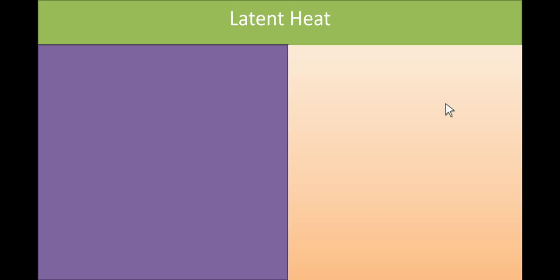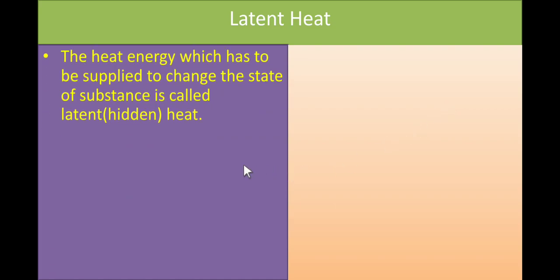Students, you know when heat is given to a substance, its temperature increases. However, when heat is supplied to change the physical state of a substance, there is no increase in temperature of the substance. This heat is called latent heat. The heat energy which has to be supplied to change the state of a substance is called latent heat. Since it does not raise the temperature, it is called hidden. It cannot be detected by thermometers.